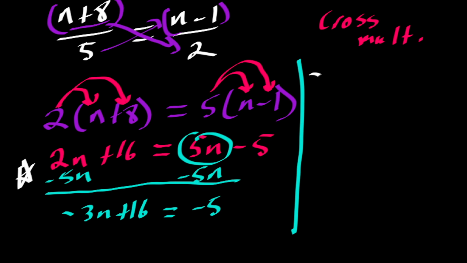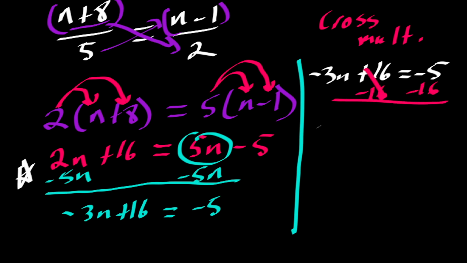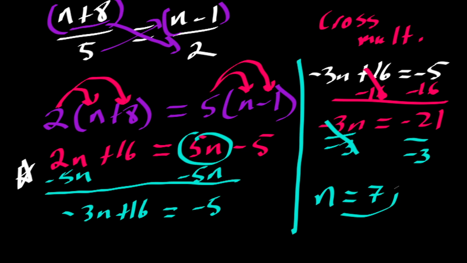All right, so now negative 3n plus 16 equals negative 5. So now this is just a two-step equation. So we can subtract 16. Negative 3n equals negative 21. All right, so now we can divide by negative 3, and n is going to be equal to 7.